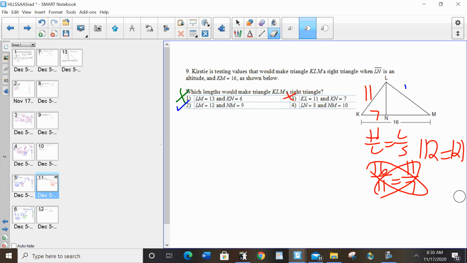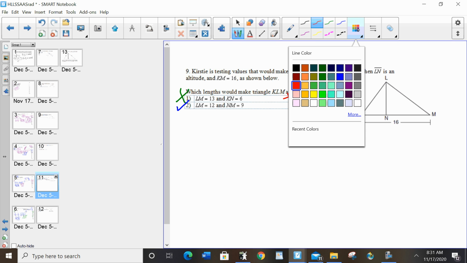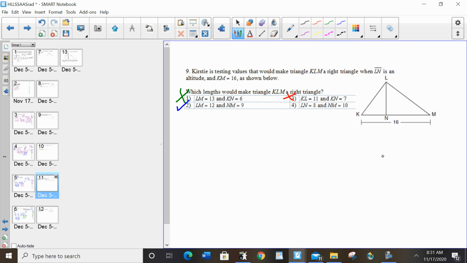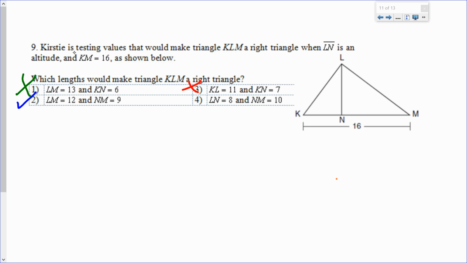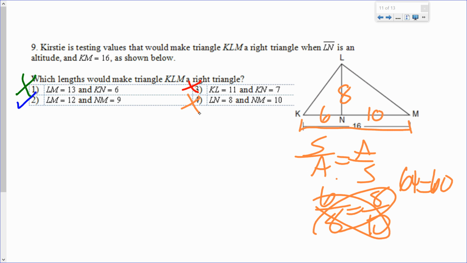And finally, choice 4. Let's try and do a fun new color, like orange. LN is 8, NM is 10, which means that since this whole thing is 16, this piece is going to be 6. There's no leg involved here. This would be SAS, because there's an altitude involved. 6 over 8 equals 8 over 10. 8 and 8 is 64. 6 and 10 is 60. They don't equal out, so those can't be the sides.